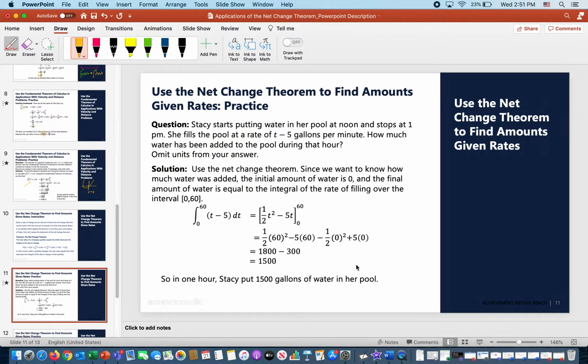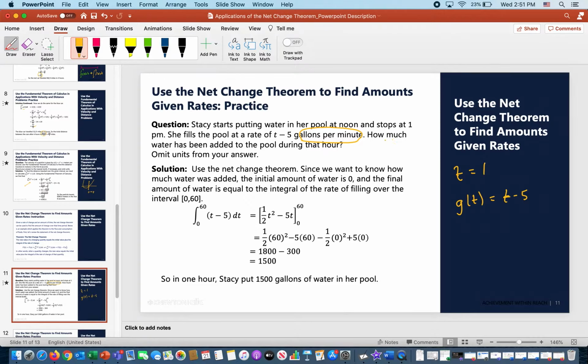So here's a problem that looks a lot different, but it's pretty much the same thing. Stacy starts putting water in her pool at noon and stops at 1 p.m. So the total time is 1 hour. She fills the pool at a rate of T minus 5 gallons per minute. So in terms of our last problem, G of T would be T minus 5. Now there's something significant right here in the units, and that's gallons per minute.